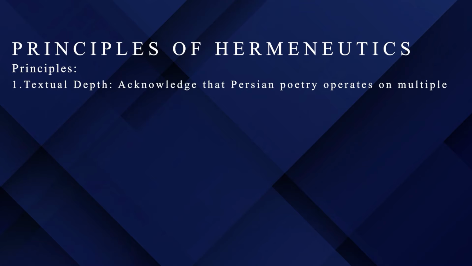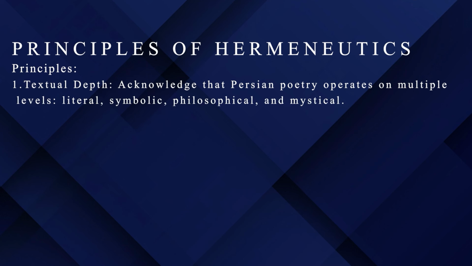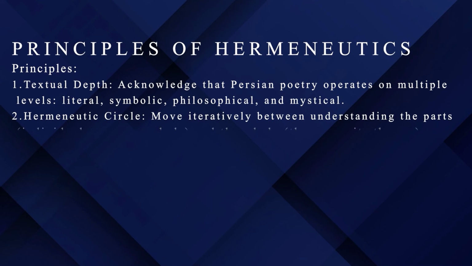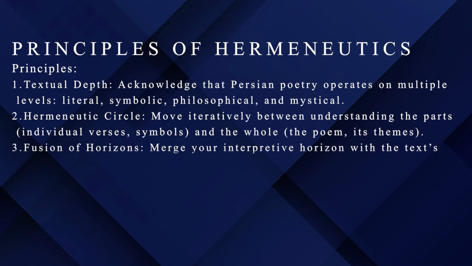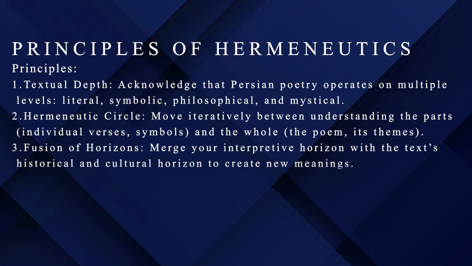Number one, textual depth. What do I mean by this? Acknowledge that Persian poetry operates on multiple levels. That is, literal, symbolic, philosophical, and mystical. Number two, hermeneutic circle. That is, move iteratively between understanding the parts, that is, individual verses or symbols, and the whole, that is, the poem, its themes. Number three, merge your interpretive horizons with the text's historical and cultural horizon to create new meanings.